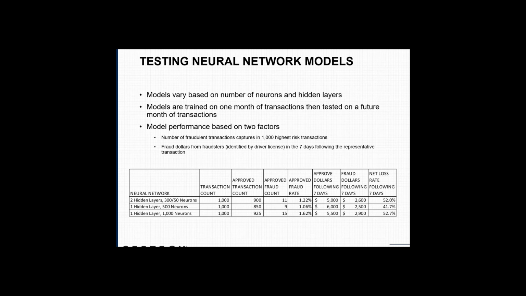The other metric I look at is the fraud dollars coming in from these fraudsters in the 7 days following that representative transaction. And that transaction really serves as an alert. So in this case, that third model there, we had $2,900 in fraud caught in the 7 days following. So in terms of our net loss rate, which is fraud dollars to approved dollars, we're looking at a 52.7% net loss rate. Okay, next slide.